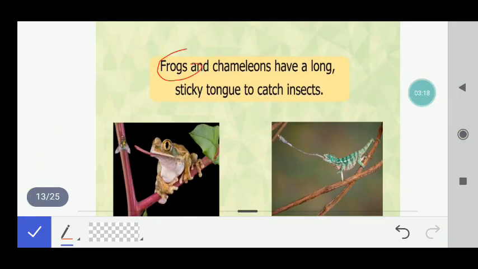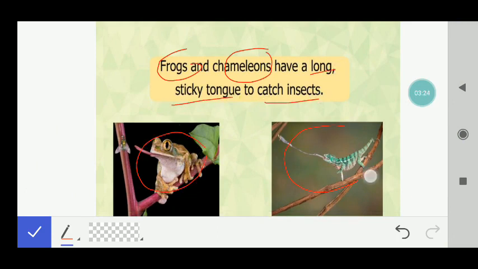Frogs and chameleons have a long sticky tongue to catch insects. Frogs and chameleons eat insects. Their long sticky tongue helps them to catch the insects and roll them back into their mouths.